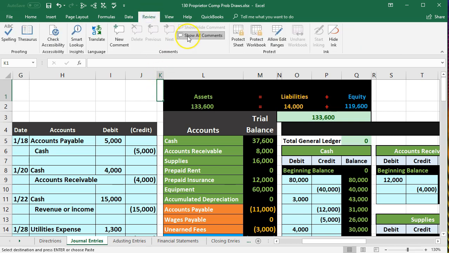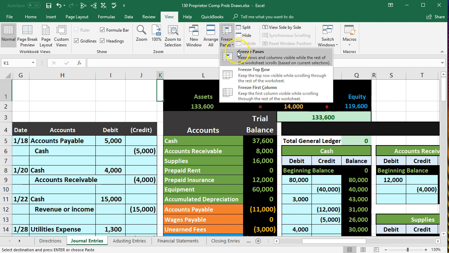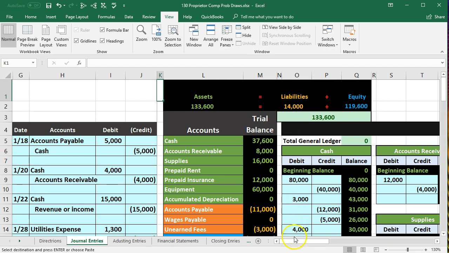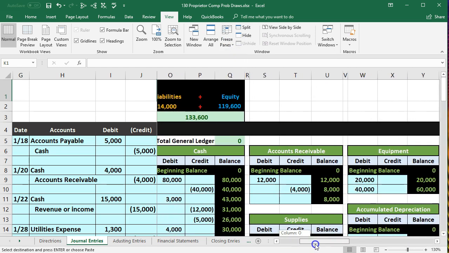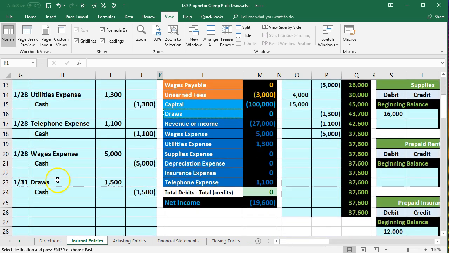Go to the View tab, then the Windows group, and freeze the panes. Then if we scroll to the right, we have frozen panes from G to J. That's what we want. If we scroll back down, we see that we're looking for draws. Here's draws on our last journal entry, the one we will be working with.